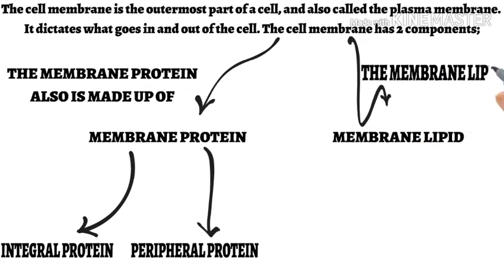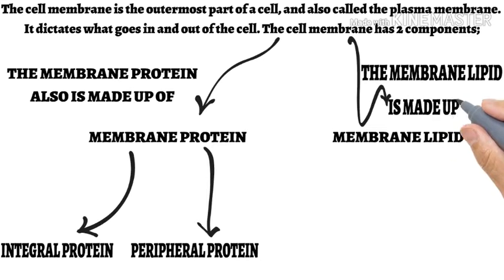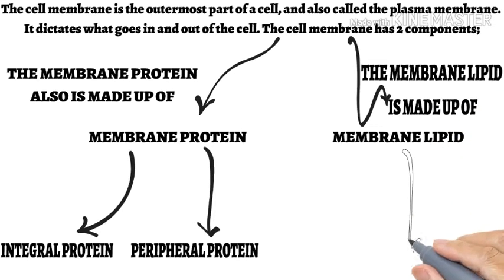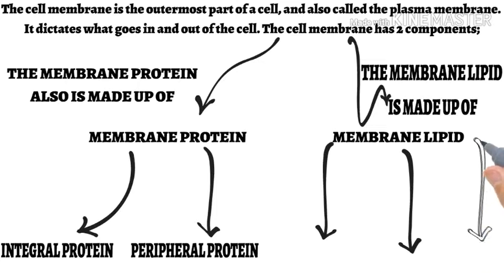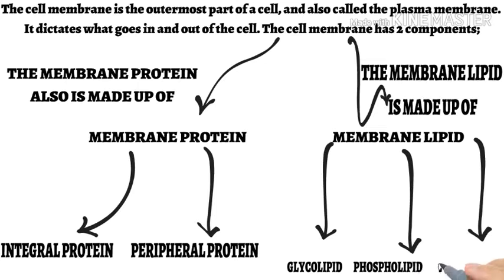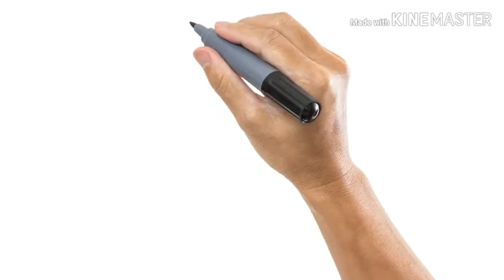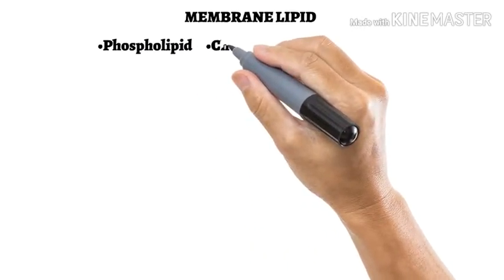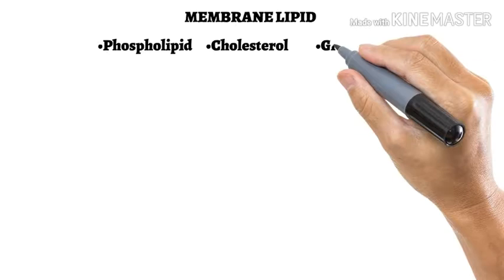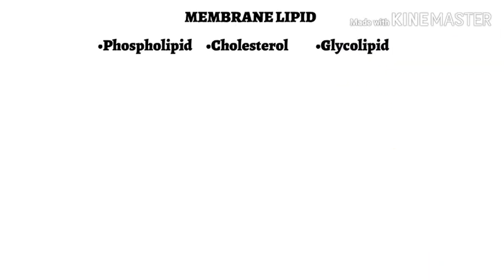So the membrane lipid is made up of the phospholipid, glycolipid, and the cholesterol, making three things: the glycolipid, phospholipid, and the cholesterol. Now let's pick the components of the cell membrane one after the other. Membrane lipid. The first thing we are going to talk about under the membrane lipid is the phospholipid.